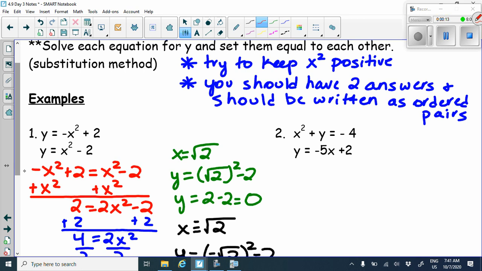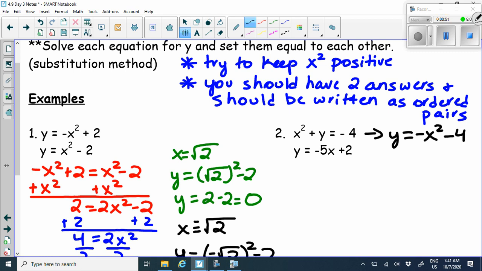So don't forget, the first thing is we need to make sure we solve each equation for y. So if we look here, we have x squared plus y equals negative 4 and y equals negative 5x plus 2. Now it looks like only one equation is solved for y. It's our second one. So that means we need to solve for y for our first equation here. So to do that, I'm going to just move the x squared over. So I'm going to have y equals, and in order to move that over, I have minus x squared. So I subtracted it to the other side, and then minus 4.